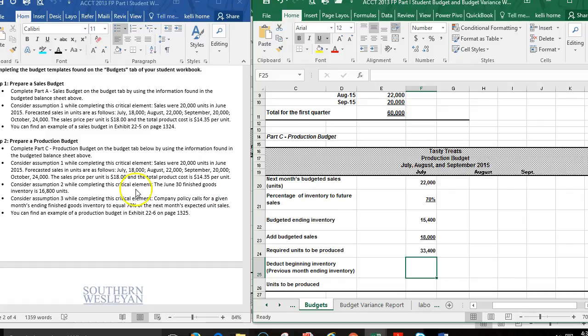So if we go back over to our assumptions, Assumption 2 tells us that the June 30th finished goods inventory was 16,800. So we need to back those units out of the calculation. All we're going to do here is take the 33,400 and subtract out the 16,800. And that tells us that the number of units that Tasty Treats needs to produce in the month of July is 16,600 units.